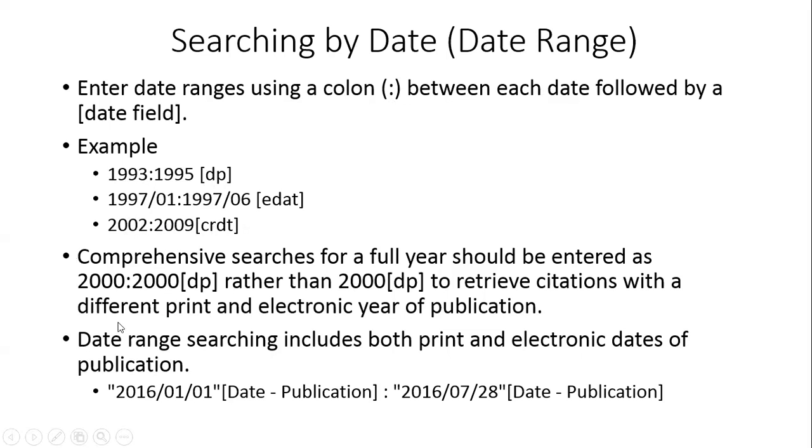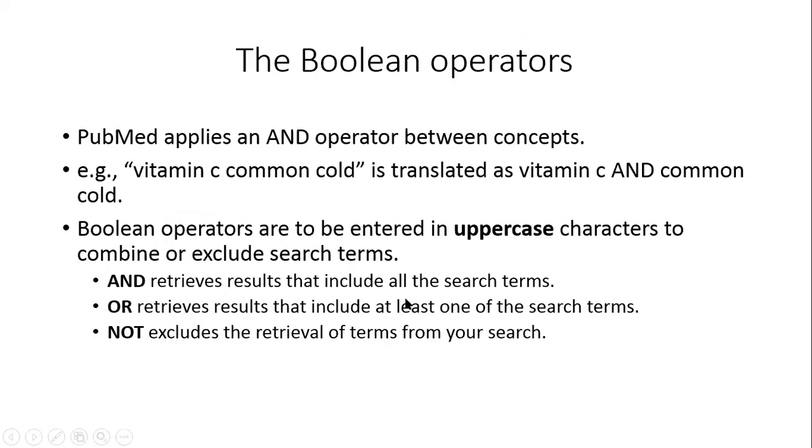Now such comprehensive searches for a full year should be entered in a double date format, rather than only 2000 and date of publication. That would make really less sense. Okay, so that is all about searching by date. Now there is another concept called Boolean searching. You might already be aware of these things, so I would not go into more detail on that.